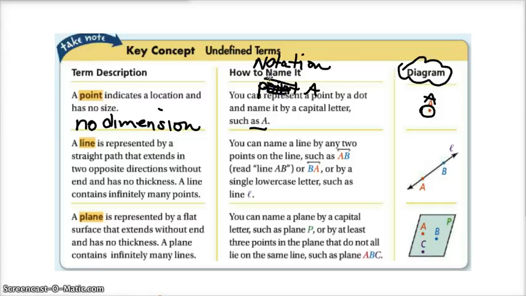Line. A line is represented by a straight path that extends in two opposite directions without end and has no thickness. A line contains infinitely many points. A line has one dimension. Think about it as having length. Lines have length. They have an infinite number of points throughout, and they do extend forever in both directions. When we talk about drawing a line, we have a straight line with arrows on either end.